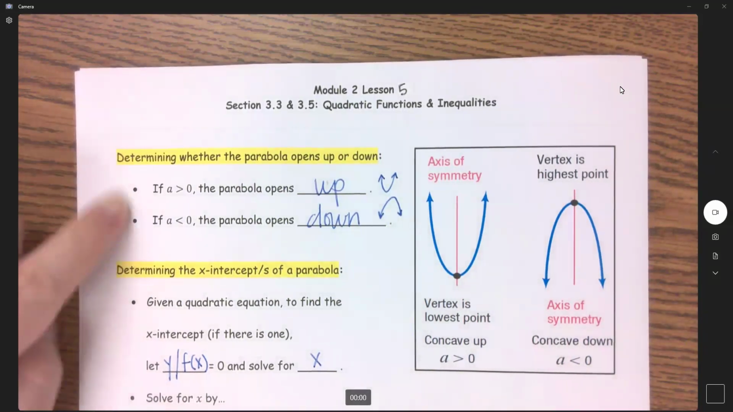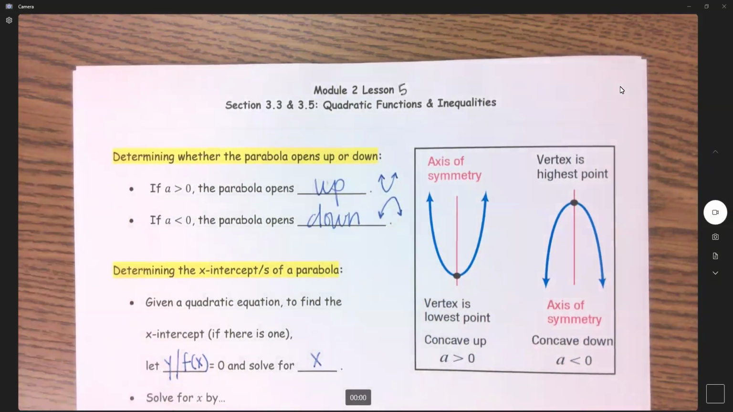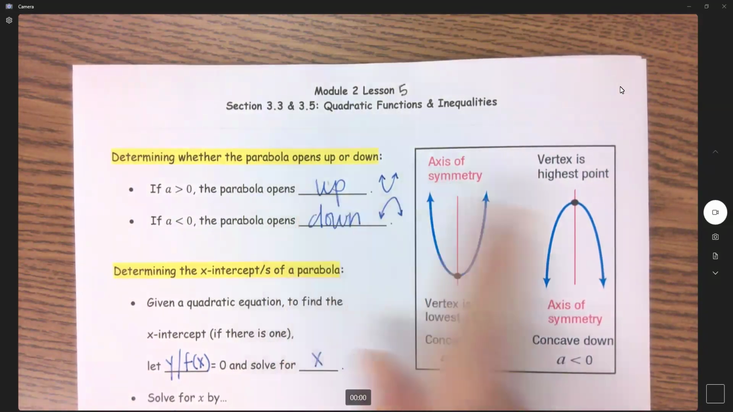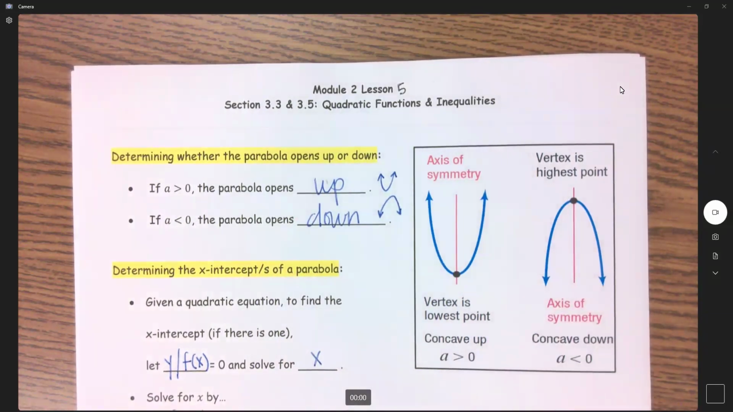Whenever you start, it's just a good idea to make sure you know which way it's going to open. That way, if you determine it's opening up and for some reason yours starts opening down, reevaluate what you have done.